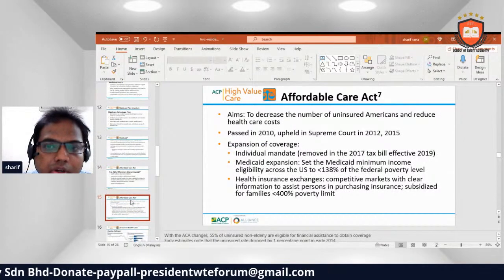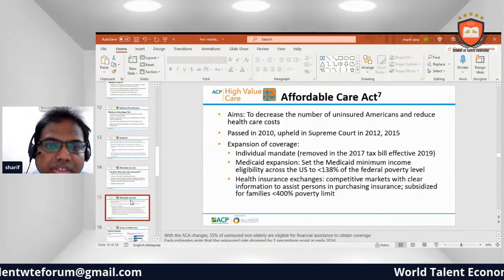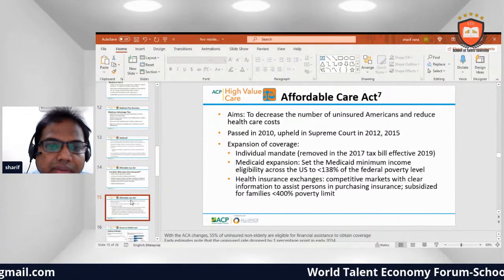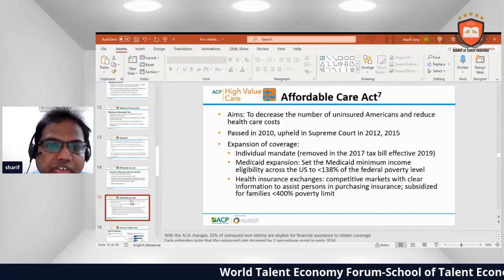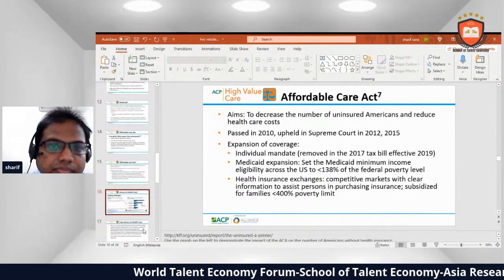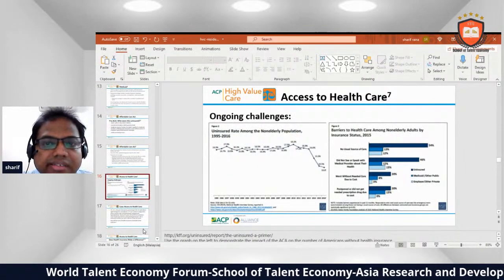The Affordable Care Act, passed in 2010, aims to decrease the number of uninsured Americans and reduce health disparities. Expansion of coverage came through the individual mandate, Medicaid expansion, and health insurance exchanges. Ongoing challenges include access to healthcare.